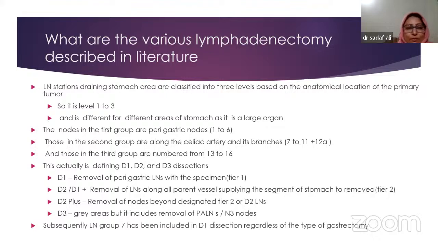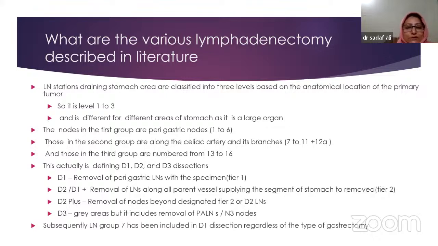So it is level 1 to level 3, and it is different for different areas of the stomach, as we understand that the stomach is a large organ. The nodes in the first group are the perigastric lymph nodes 1 to 6. Those in the second group are along the branches of the celiac artery, 7 to 11 plus 12A. And those in the third group are 13 to 16.